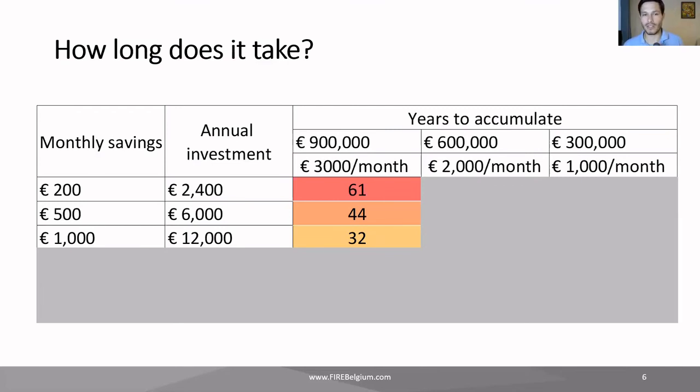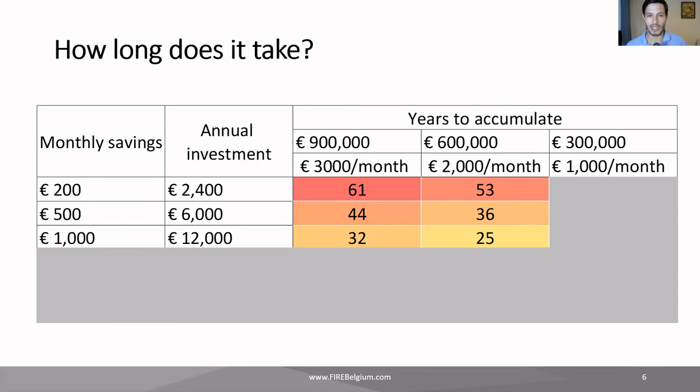Same if you need 3,000 a month, then when you save 500, it takes 44 years. Again, that's not a good plan. But from the moment you start saving 1,000 euros and you still need this 3,000 a month, you only need 32 years to get there. So that's already earlier than the traditional retirement age, right? And that is with fairly high cost of living.